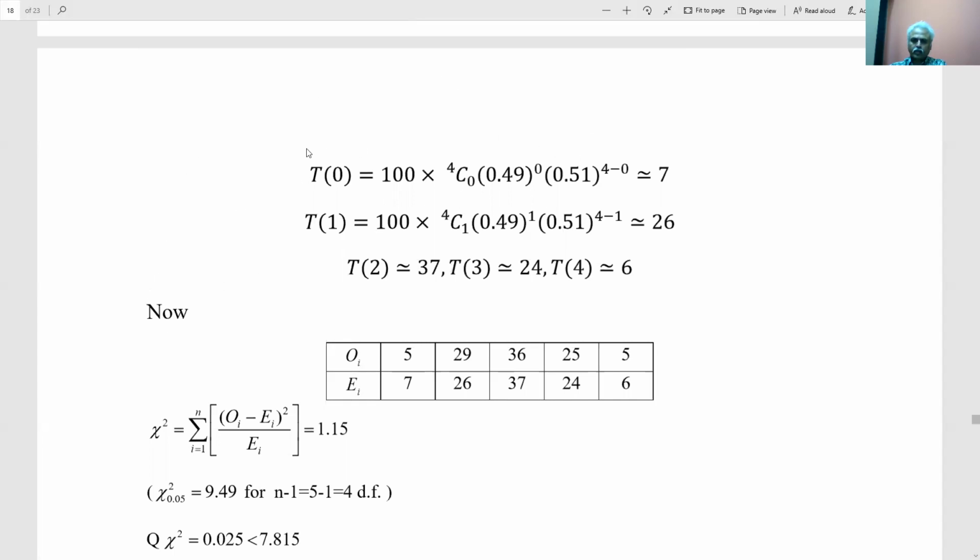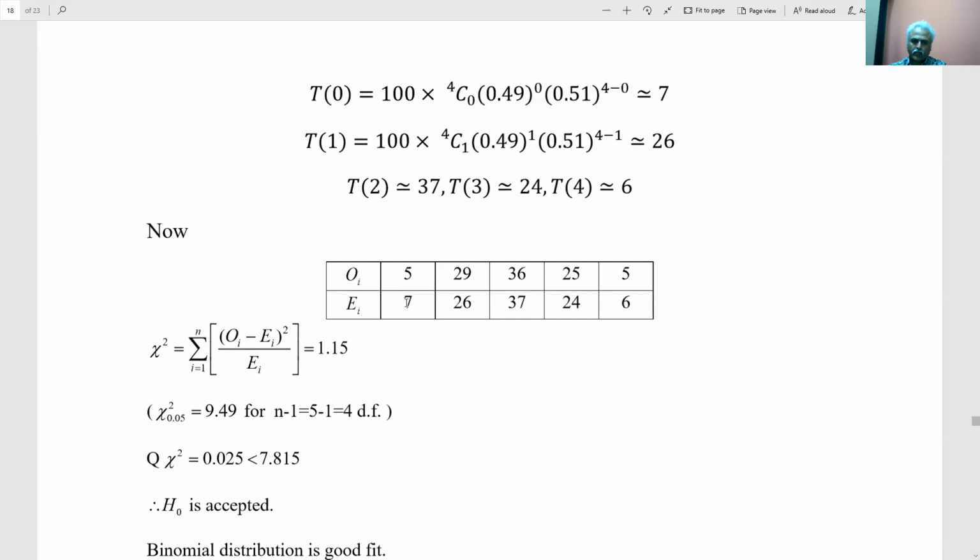After fitting the binomial distribution, you have found that zero number of heads out of 200 times, 7 times falling according to theory. 4 number of heads, 6 times falling according to theory. So this is zero number of heads, 1 number of heads, 2 number of heads, 3 number of heads, all the 4 coins heads. Theory, practical, chi-square statistic, chi-square calculated value: 5 minus 7, whole square, 4 upon 7.